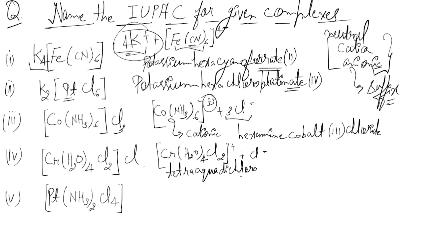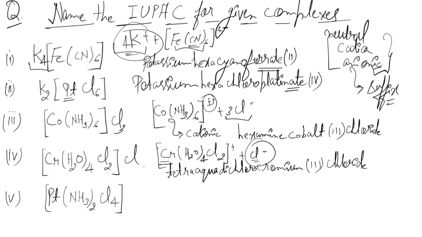So firstly we assigned the ligands, and now there is the central metal atom. That is chromium, and the oxidation state of the chromium will be +3 here, and then the negative part, that is the chloride. So the name is tetra aqua dichlorochromium(III) chloride. Now let's move to the final question, this is the platinum.